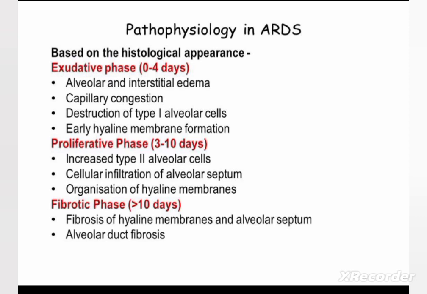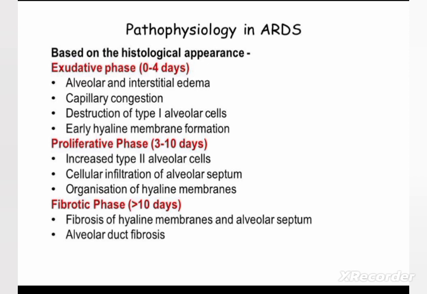Next one, proliferative phase. Proliferative phase starts from 3 to 10 days. Here there will be increased type 2 alveolar cells, cellular infiltration of alveolar septum, organization of hyaline membranes. So here in proliferative phase, the hyaline membrane will be organized.